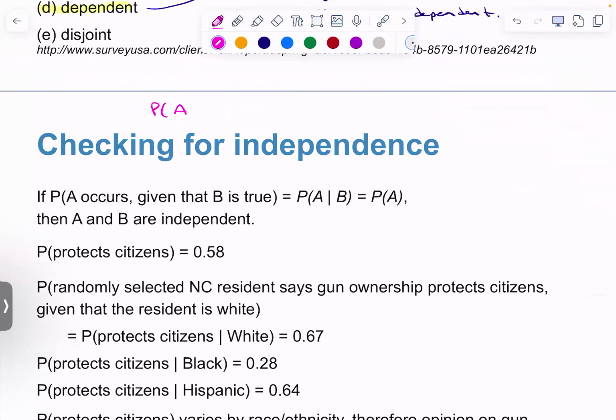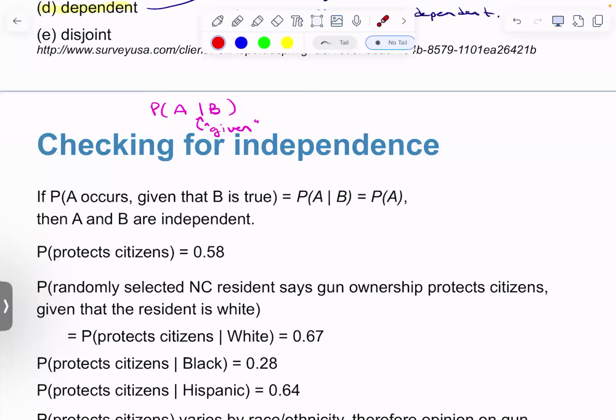Let's talk about this notation. The probability of A and then a vertical bar B. That vertical bar is read as given. So the probability of A given B. Knowing that B has already happened, then what's the probability of A? So the probability of A occurs, given that B is true.